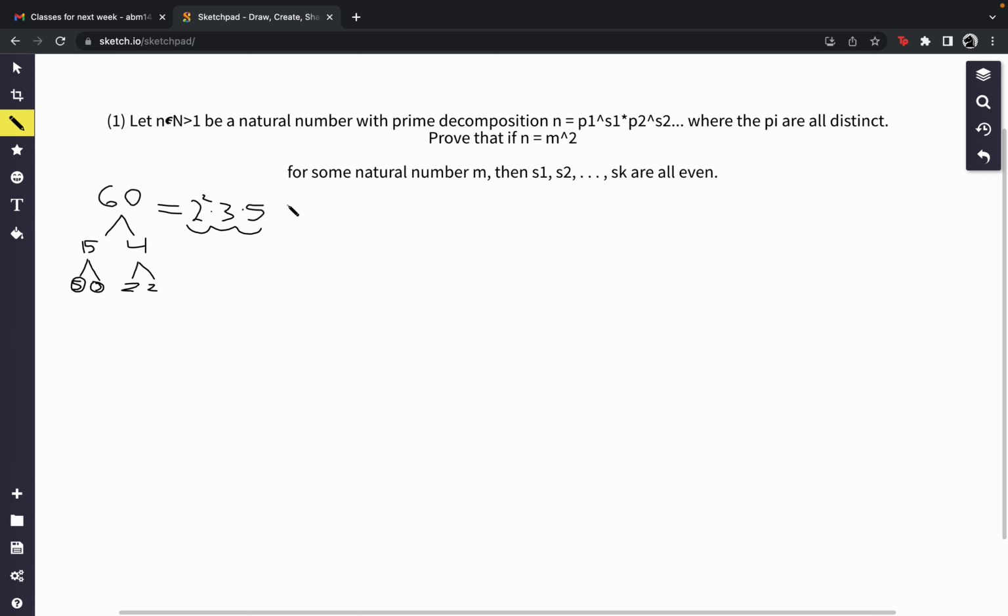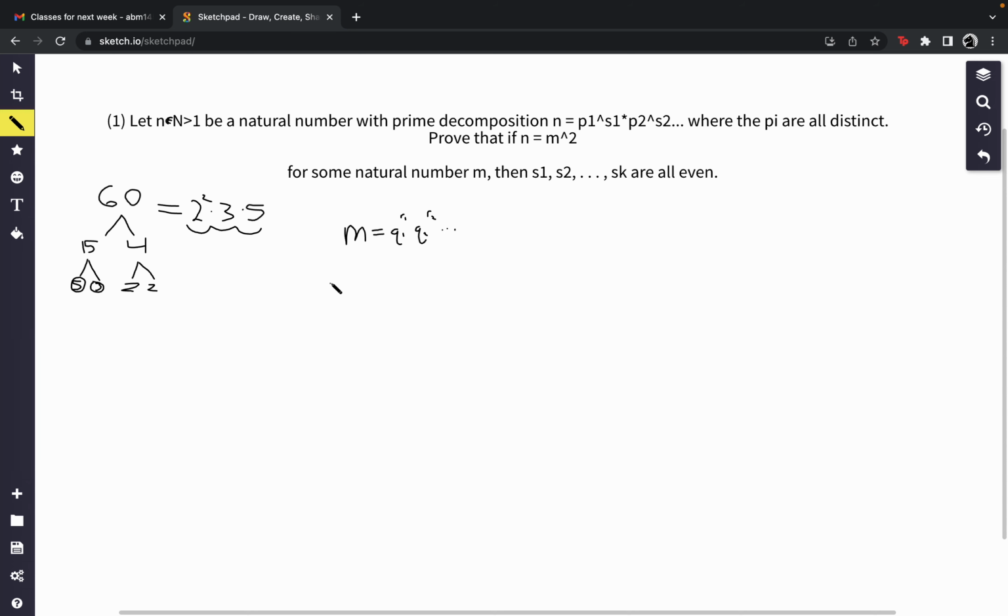So if we know that m is some natural number, that means m has a prime decomposition. So let's just give it a generic prime decomposition the same way we gave n a generic prime decomposition. So let's say that m is equal to q1 to the power of r1 times q2 to the r2. My temptation is to say to the R2-D2 because I'm a Star Wars fan, and you could write qk to the rk for k terms. So it's going to be in this form.